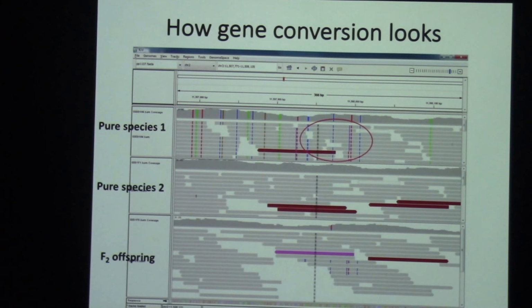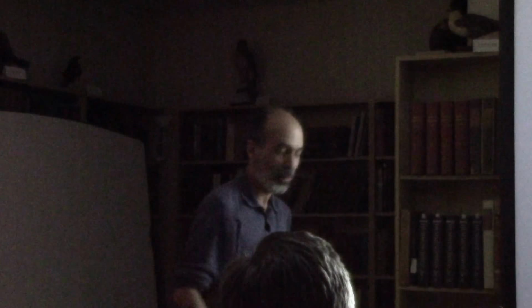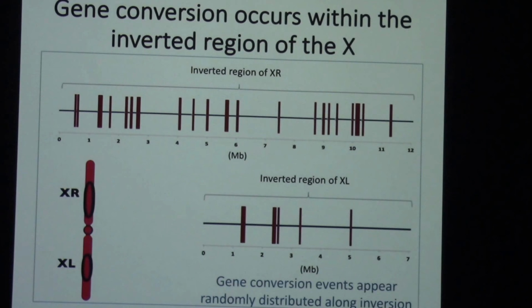So what Catherine did is, she went through manually and found some, but now she's been working to find a good automated means for doing this. This is much harder than it sounds because there are so many places where biases can come up in terms of how you're detecting this. Nonetheless, she's been able to confirm many of them. The gene conversion is happening in the inverted region of the X. This is showing the XR and the XL, and you see them spread out throughout there. We don't see any particular pattern to it. It's not like they're all shoved in the center or avoiding the edges.